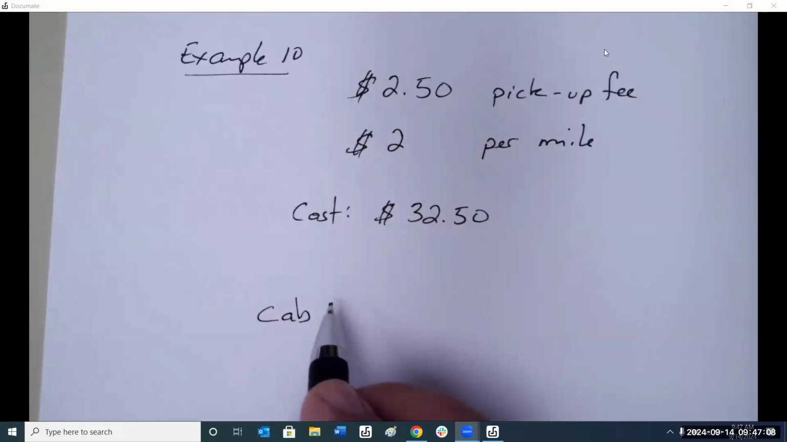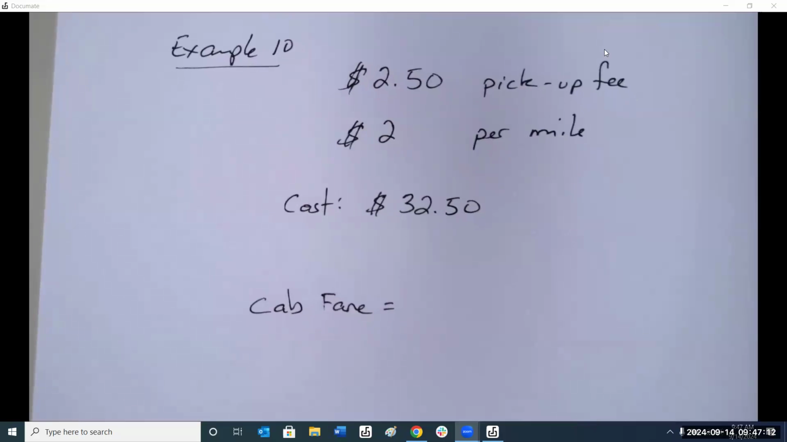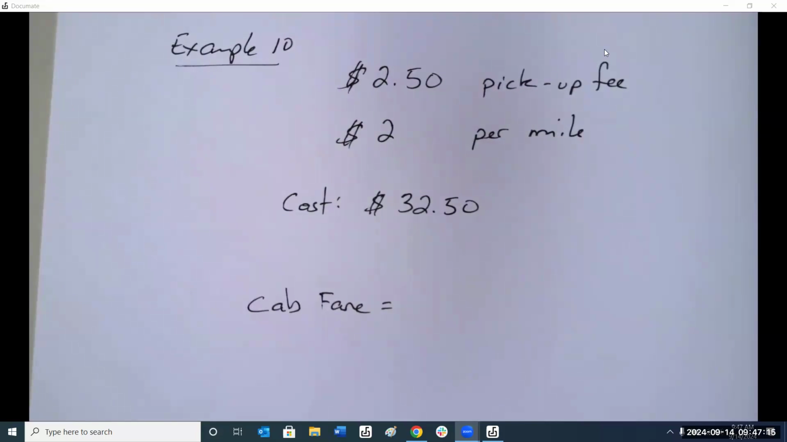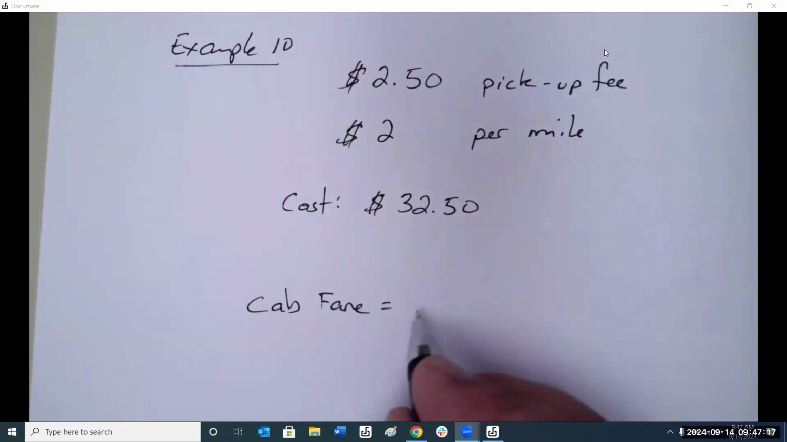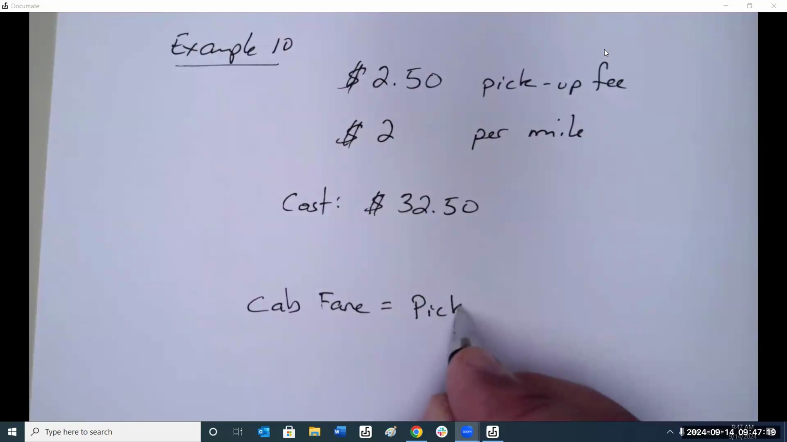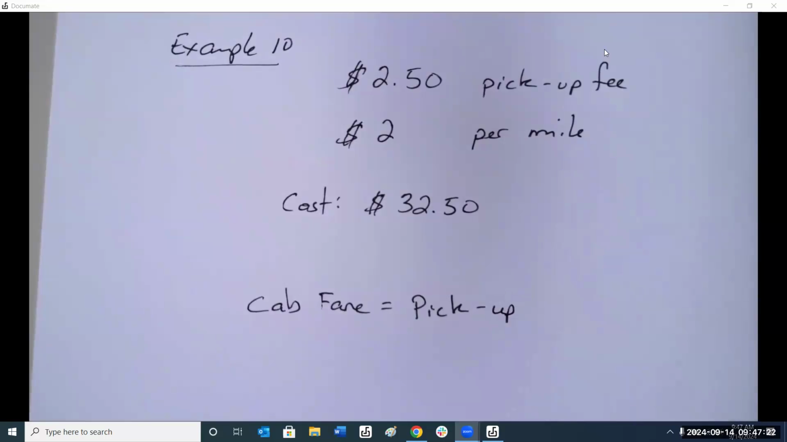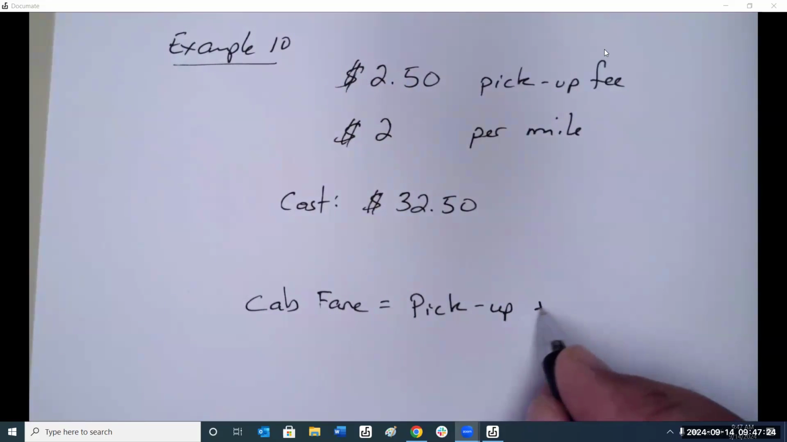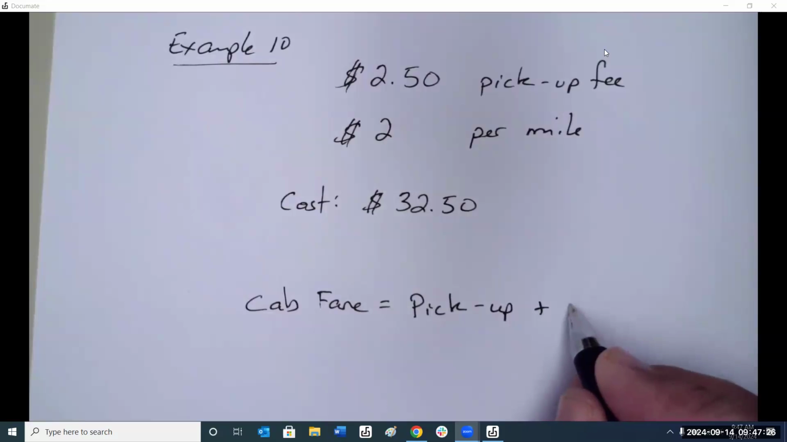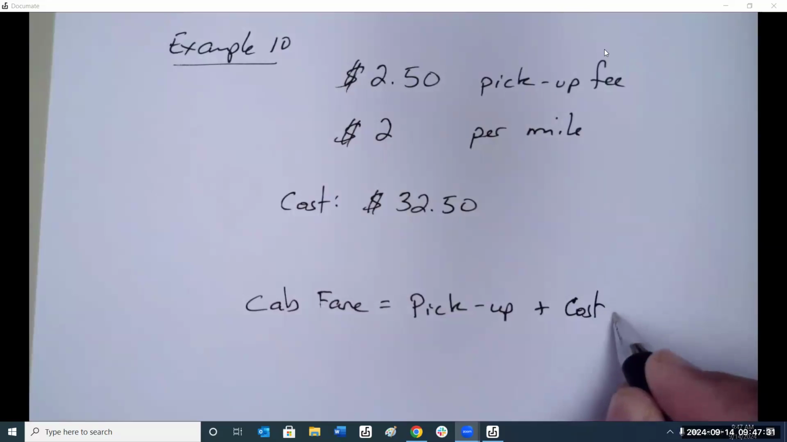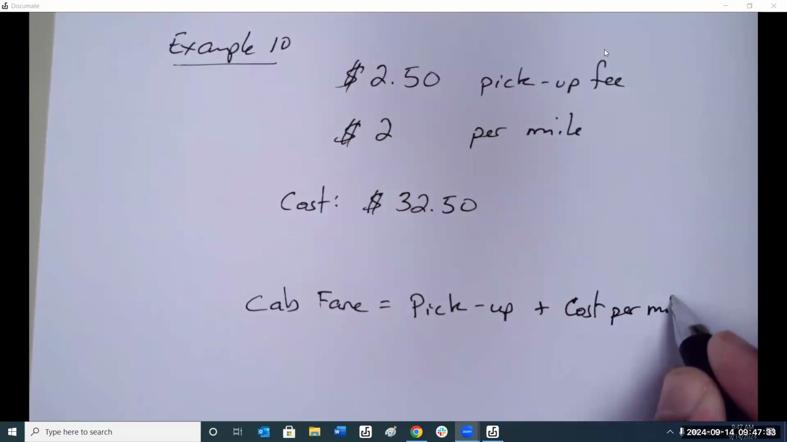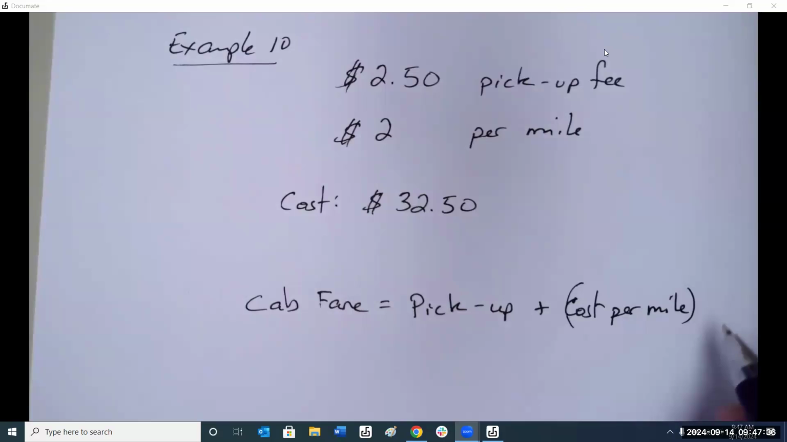We have to set up the equation. The cab fare is whatever it costs to pick up the passenger plus the cost per mile times the number of miles traveled.